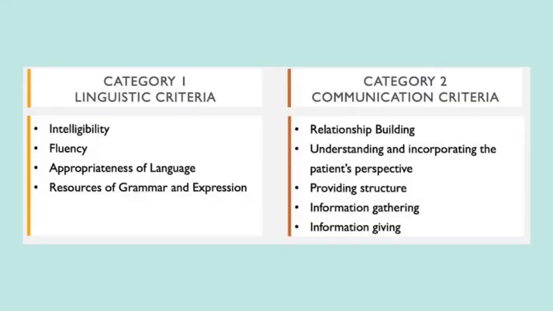How will you be assessed in this speaking test? There are different parameters. The first set of parameters is known as linguistic parameters. How you speak is the linguistic parameter. Second are the clinical communication parameters, which is about the content of your speech. Is it helping the patient? That is being assessed in the communication criteria.